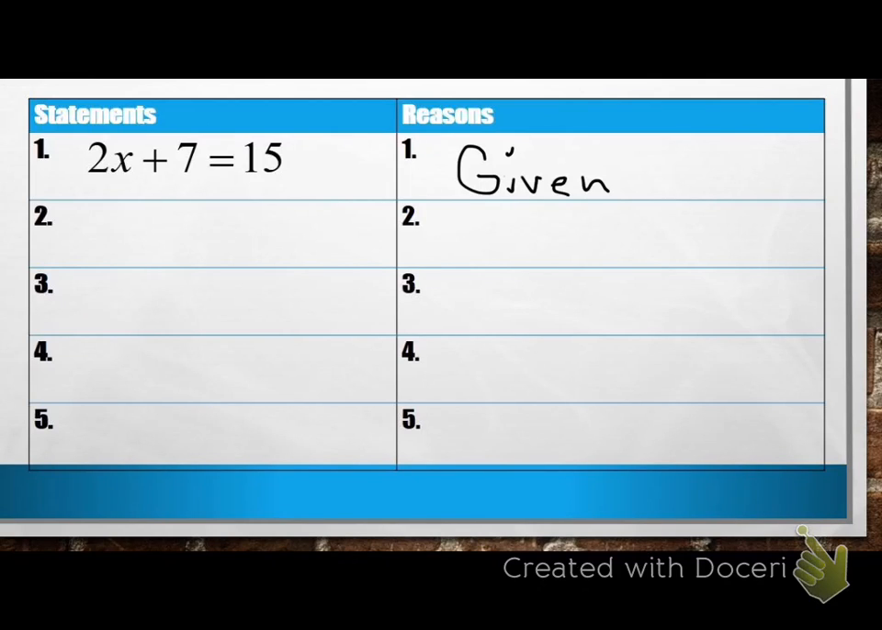Okay, ready? What are we going to do to both sides for our first step? Subtract 7. So you're going to subtract 7, subtract 7. So that's the subtraction property. So put subtract. That would be your next step. Then I would come down here and rewrite it as 2x equals 8. How did I get the 2x equals 8? I simplified. So you're going to write simplify.